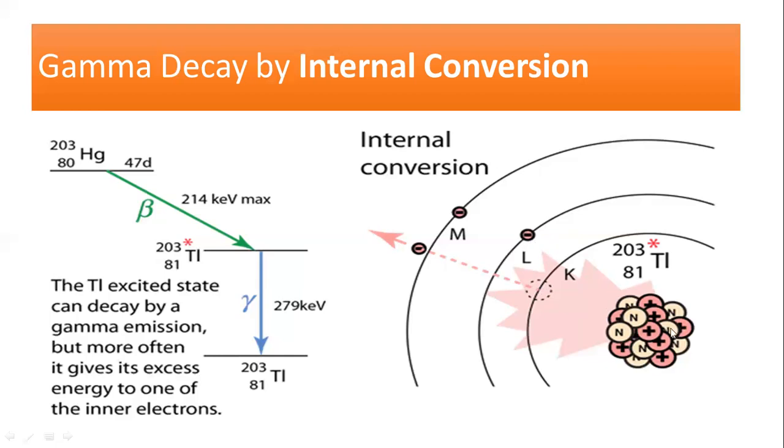So it depends on the energy of the gamma rays. If they have sufficient energy, then they can remove the electron. Otherwise, the energy can be released internally in the form of gamma rays. So this is all about gamma decay.